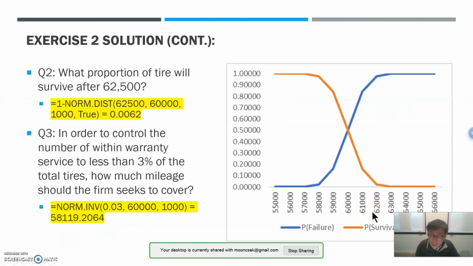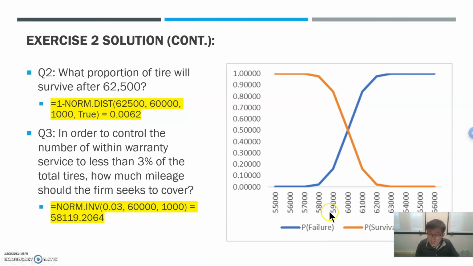Looks like I think I can wrap it up. Number 2 I've already addressed, because the video has to be finished within 15 minutes. I only have like 10 seconds. So question number 2 has already been addressed, right? The proportion of tires that will survive after 62,500 miles, you can look up the table, you can also calculate like this.